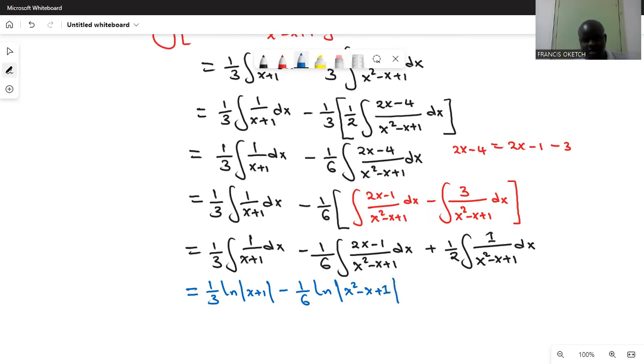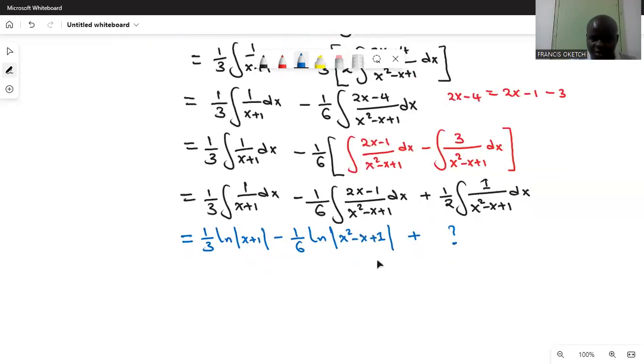In the first two integrals, you use substitution so that you get the answer that I have gotten. In the first one, u will be x plus 1. In the second one, you let u be x squared minus x plus 1. But in the third one, what will be the answer? So plus, I can put a question mark, because I need to tell you how to find the third integral.